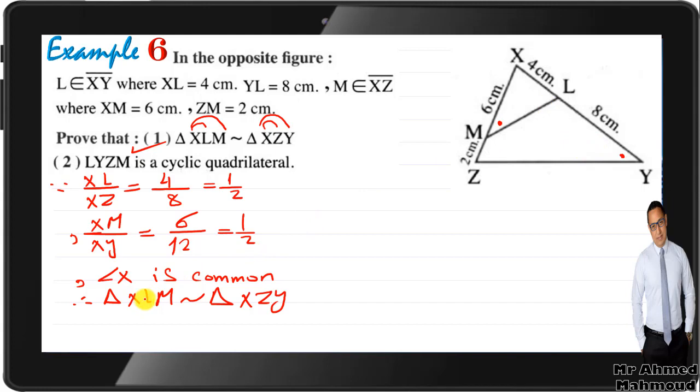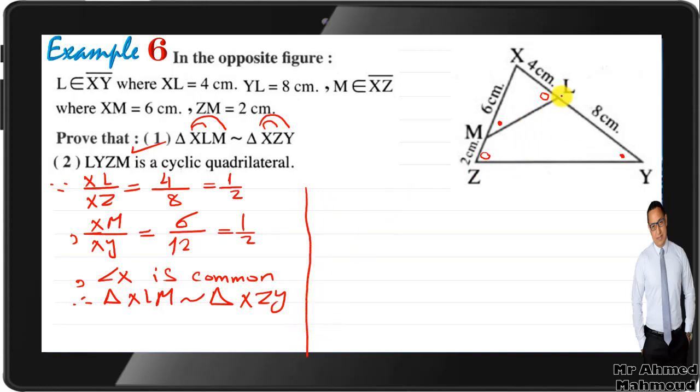Or angle L equals angle Z. This is from the similarity. So also L is exterior and equal to Z, which is the opposite interior, so this is also a cyclic quadrilateral. This is the first way, but I will not use this way. Okay, I'm going to use the other way because this is related to our lesson.